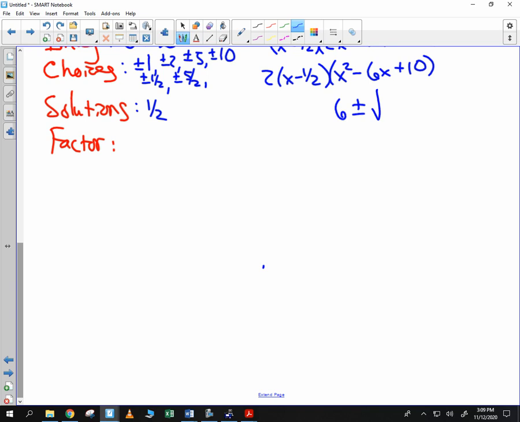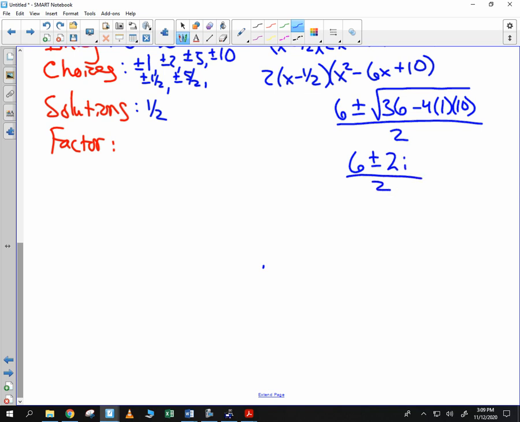Negative b plus or minus the square root of b squared, which is 36, minus 4 times a, which is 1, and c, which is 10, divided by 2a. 6 plus or minus the square root of 36 minus 40, which is negative 4. So 2i over 2, 3 plus or minus i. So the factoring would be x minus 1/2, x minus 3 plus i, x minus 3 minus i.